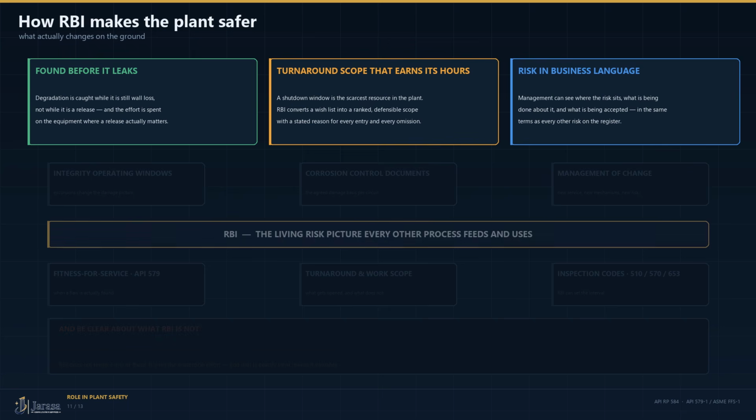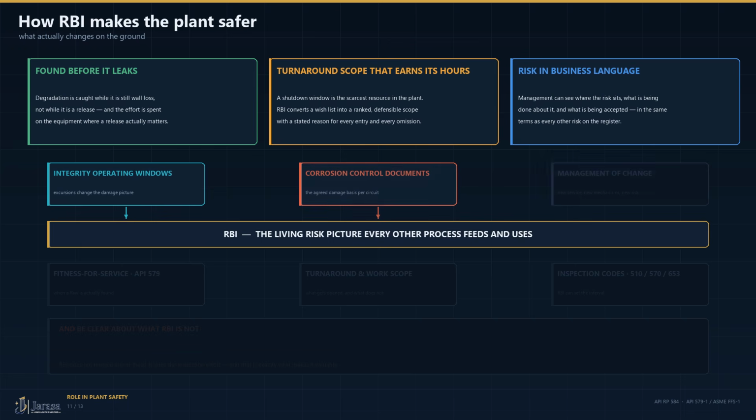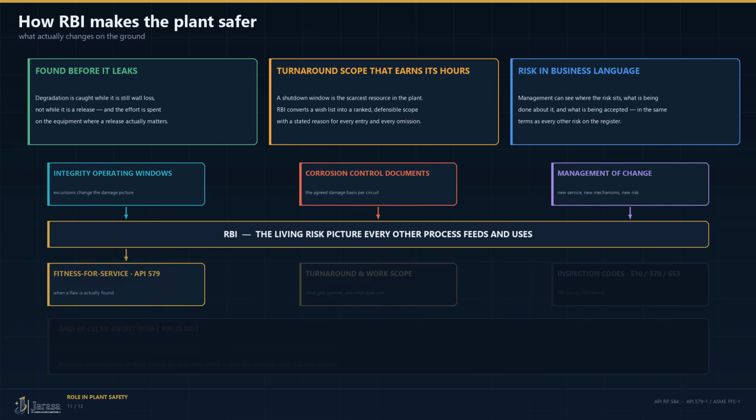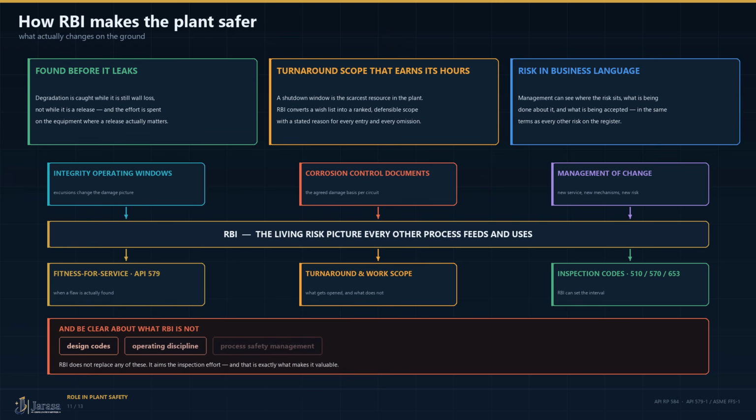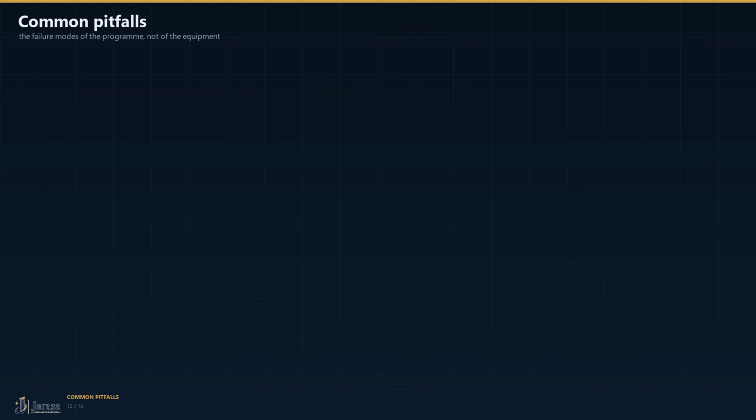that has earned them. It connects to the rest of integrity management: integrity operating windows, which tell operations when a process excursion has changed the damage picture, corrosion control documents, management of change, and fitness for service under API 579 when a flaw is found. And it makes risk visible to management, in the same language as every other business risk. RBI does not replace design codes, operating discipline, or emergency response. It aims the effort.